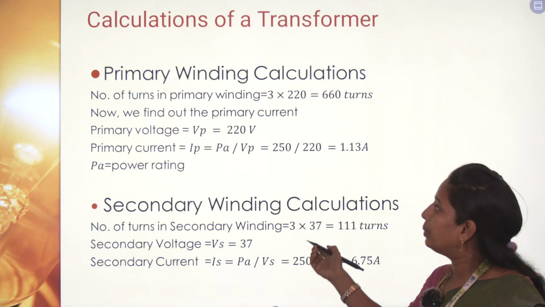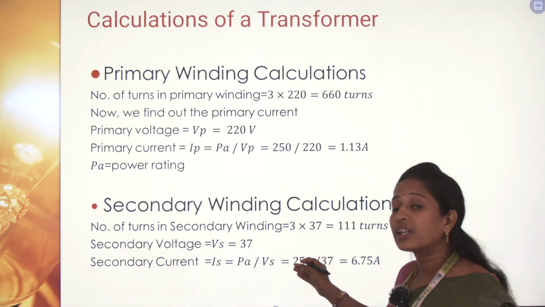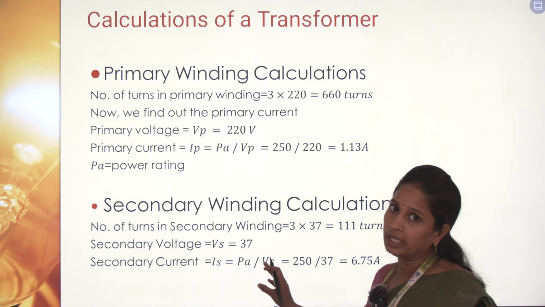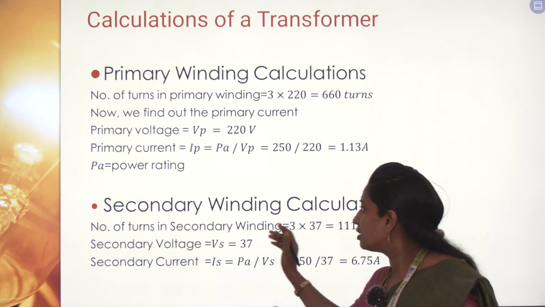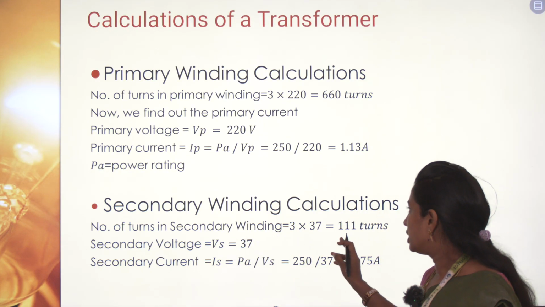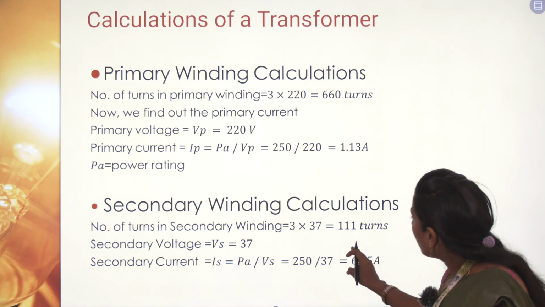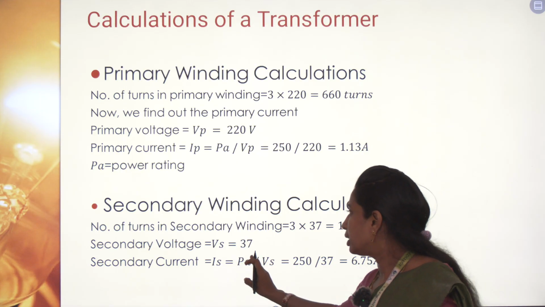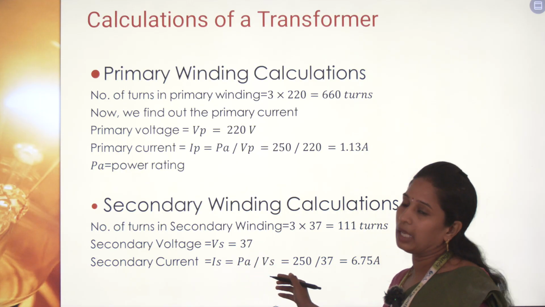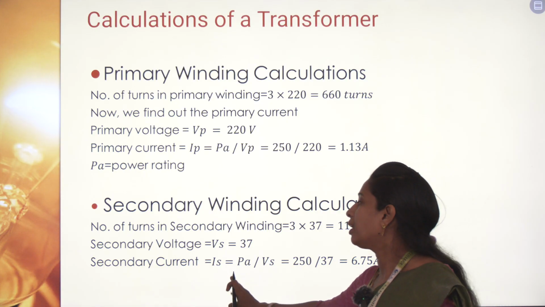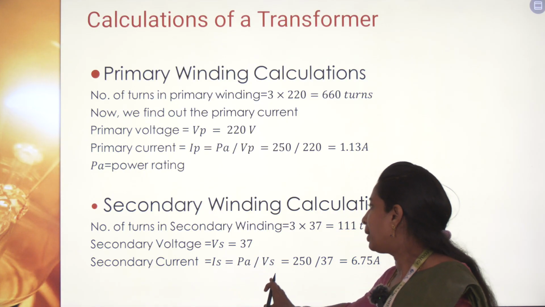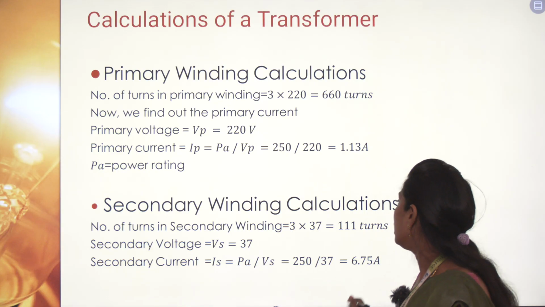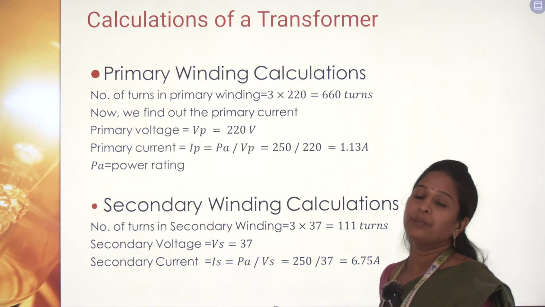Then the power rating is denoted as PA, and the secondary winding is calculated as in the primary winding. Here the number of turns in the secondary winding is 3 into 37, which is equal to 111 turns. The secondary voltage Vs is 37. So the secondary current has to be calculated. That is Is equal to the power rating divided by the secondary voltage, which is 250 divided by 37, equal to 6.75 amps.